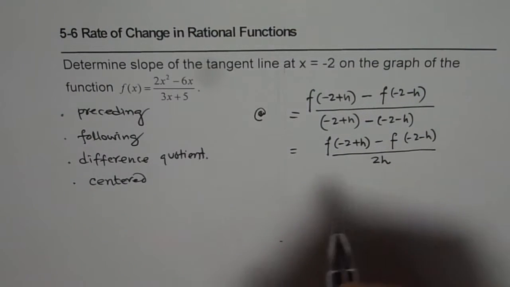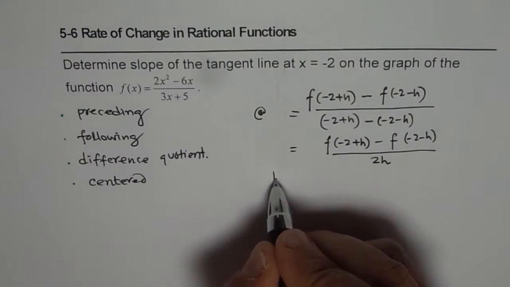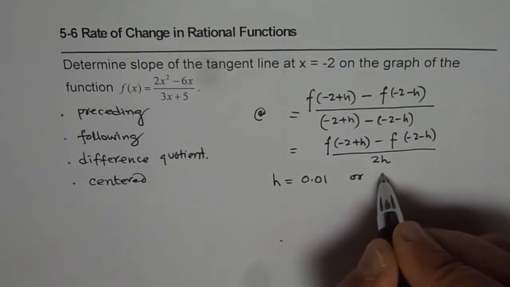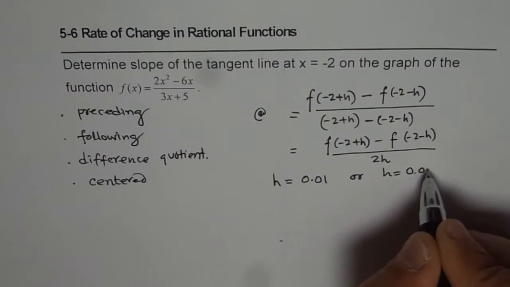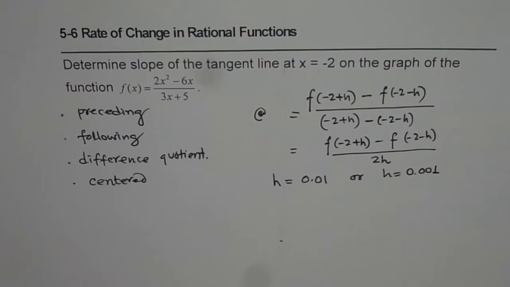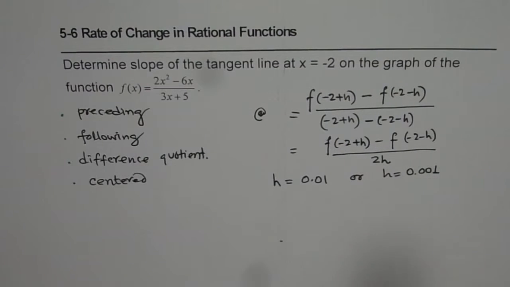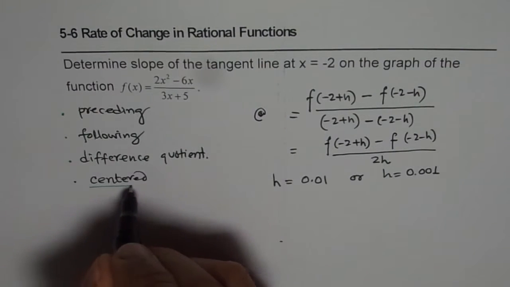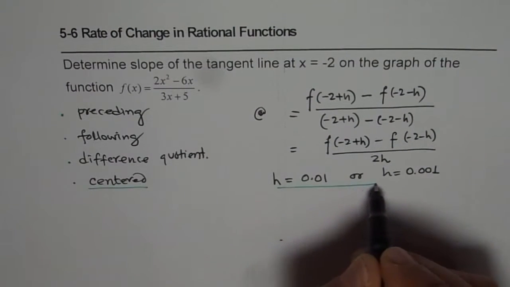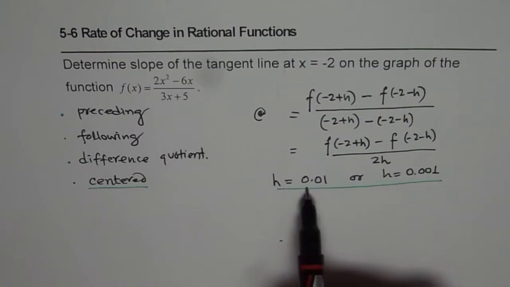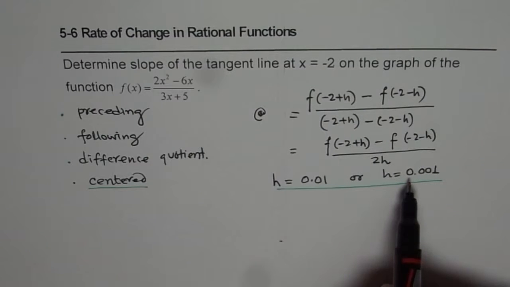And in these functions, you should take the value of h as 0.01, or you could also take h as 0.001, right? Since you are using scientific calculators, it doesn't really matter. So the example I've given you is using the centered value. That is probably the best way to do it. Whenever the point is given to you, this is the fastest way of doing it.